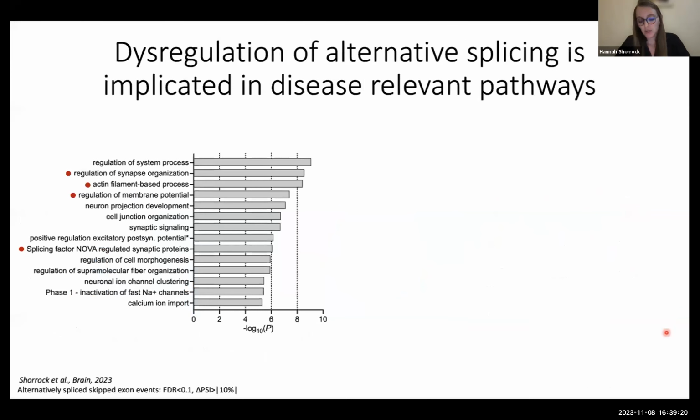We're also interested to understand whether the skipped exon events were occurring in disease-relevant pathways. So here we're looking at a gene ontology enrichment analysis of those skipped exon events that were shared between 2 or more of these cerebellar data sets. What you can see here is that these skipped exon events are occurring in genes that are relevant for CAG expansion SCAs. So for example, things like regulation of synapse organization, actin filament-based processes, regulation of membrane potential, and splicing factor Nova-regulated synaptic proteins.